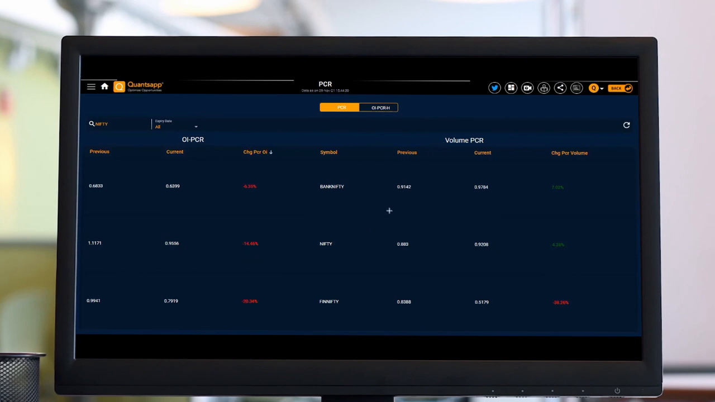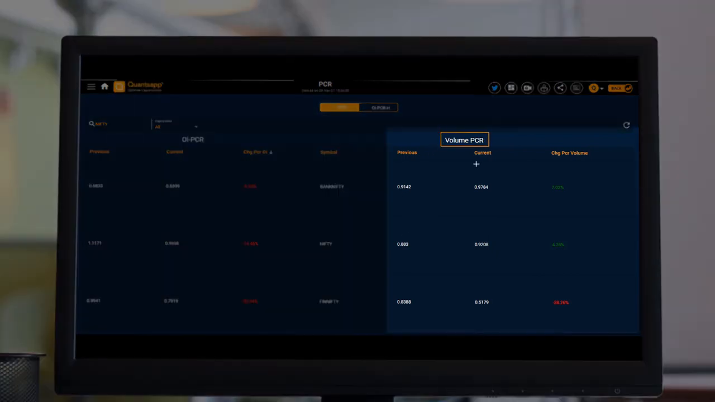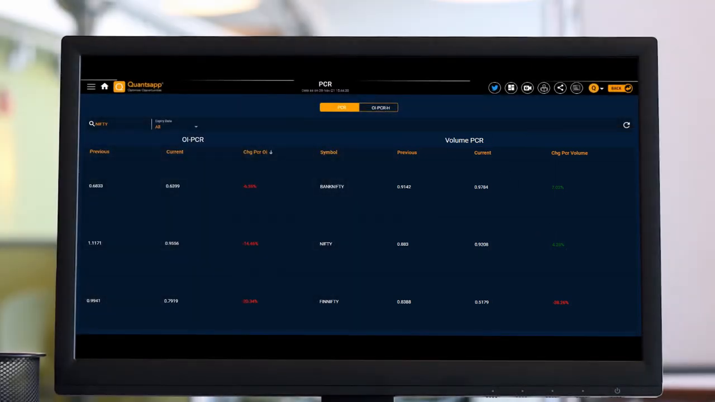Similarly, on the right-hand side of our screen, we'll get to see the volume PCR. One and the same thing. It is basically the total put volume divided by the total call volume. We'll see the current volume PCR, the previous volume PCR, and also the change in volume PCR. So we will know whether the volumes are increasing along with the rising PCR or not. If the volumes are increasing and the OIPCR is also increasing, that tells us the puts are being sold a bit more aggressively. The support has been getting stronger and stronger.